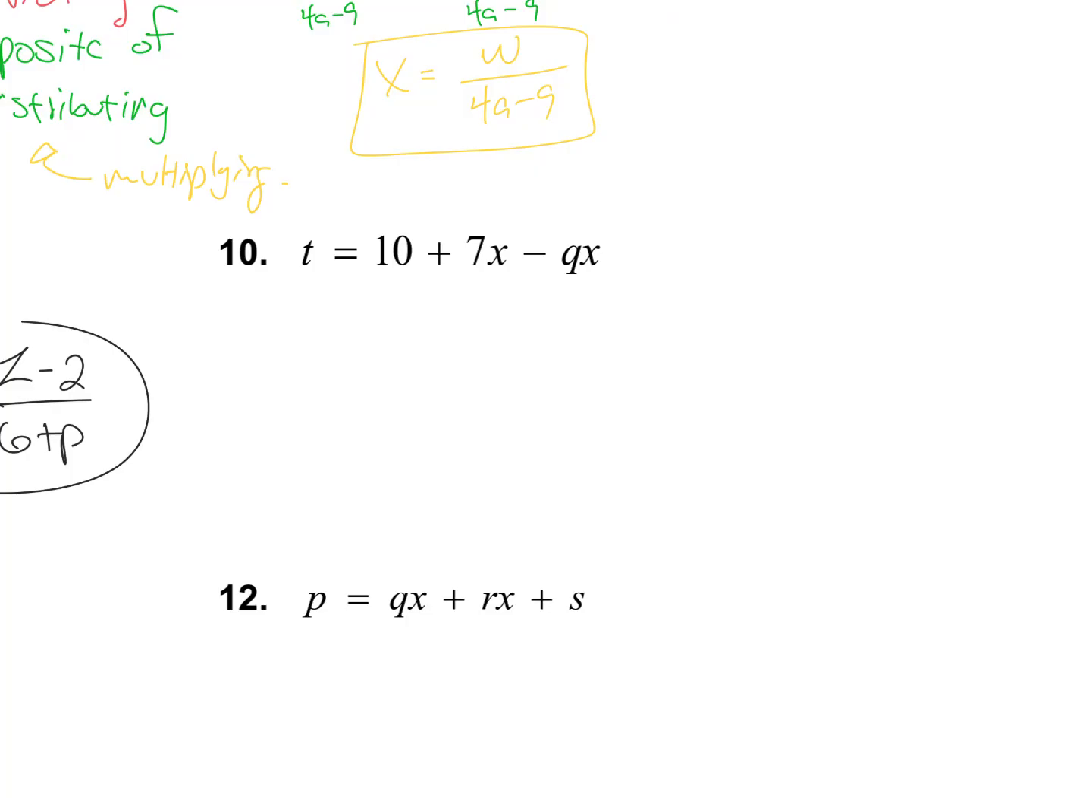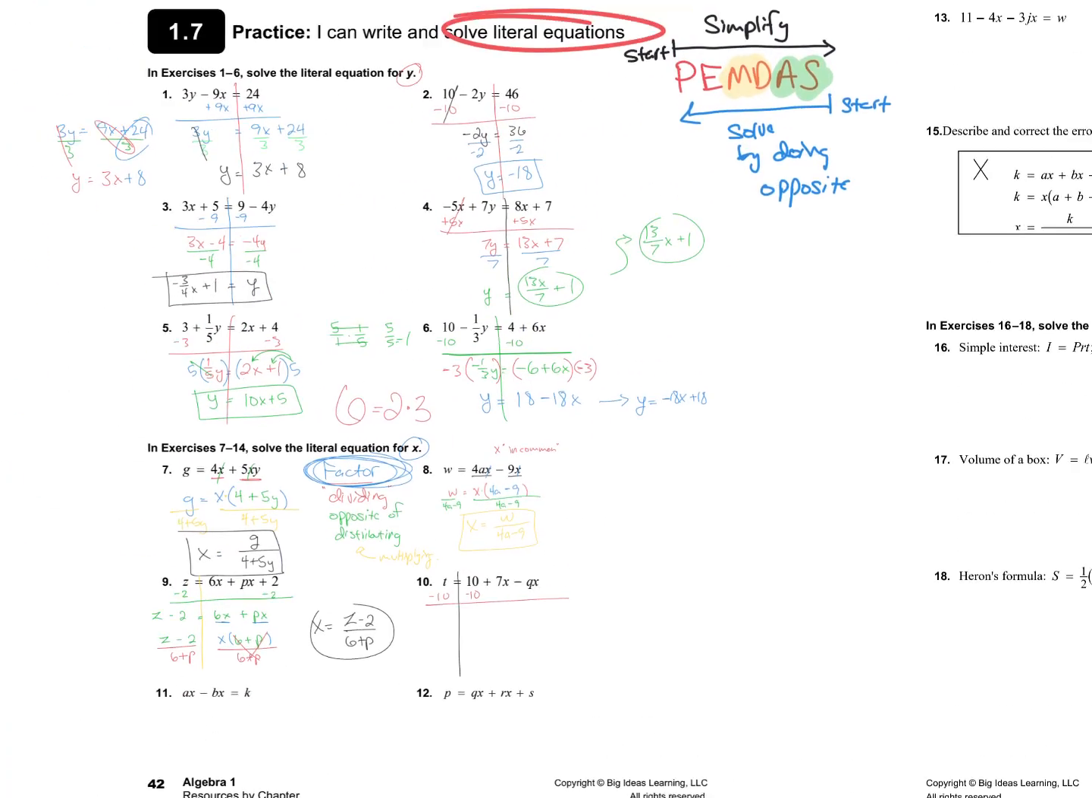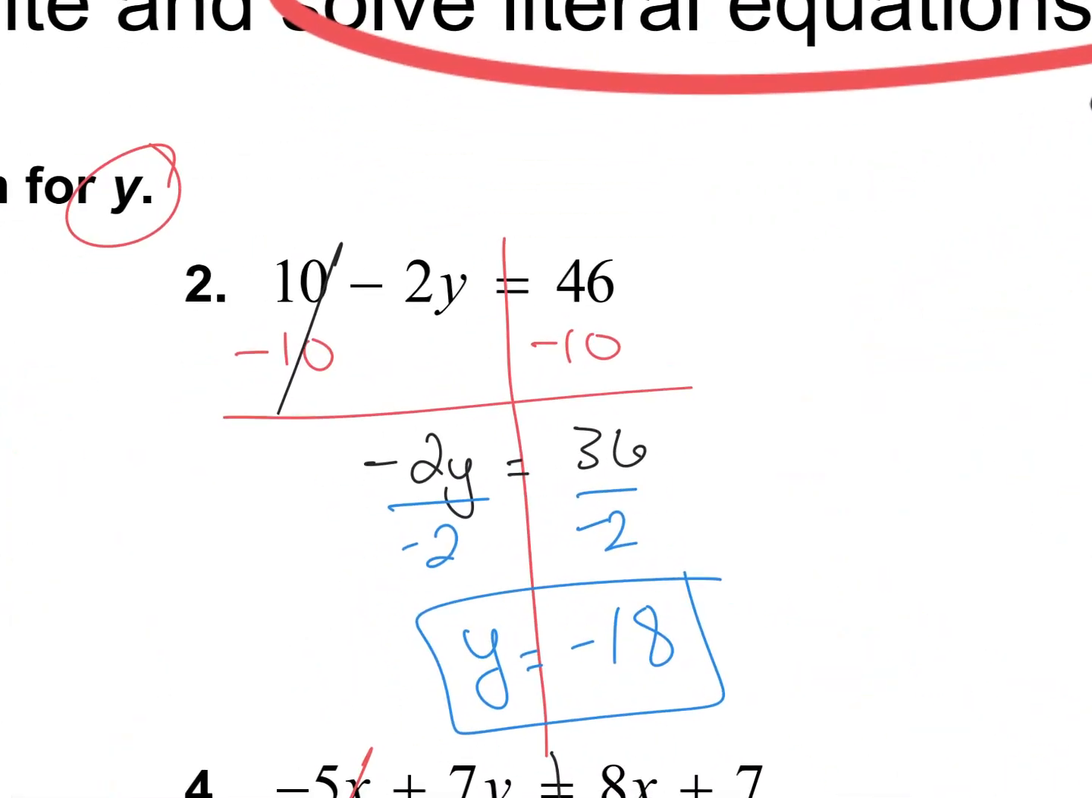Next, solving for x again. Very similar to the last one. This 10 does not have an x. So let's move the 10 away. And really, if you think of it like this, think of it as a simpler problem. Like back up here, where we just said, hey, oh look, that's what we want. Let's move the things away from it, right?